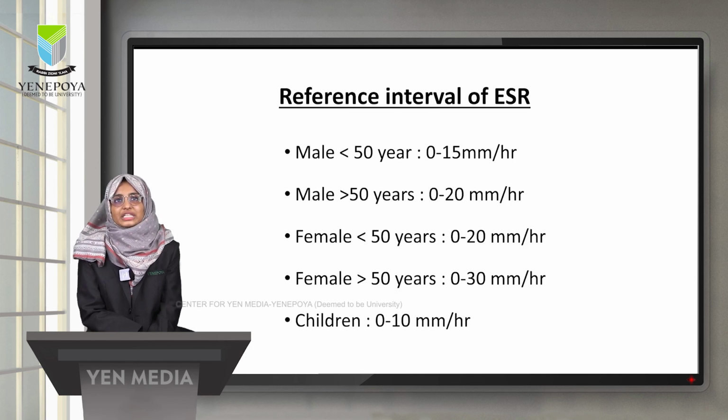Reference interval of ESR: in males less than 50 years, 0 to 15 mm per hour; males more than 50 years, 0 to 20 mm per hour; females less than 50 years, 0 to 20 mm per hour; females more than 50 years, 0 to 30 mm per hour; children, 0 to 10 mm per hour.